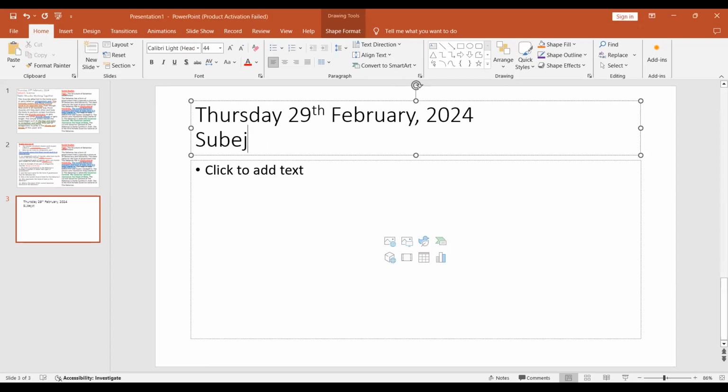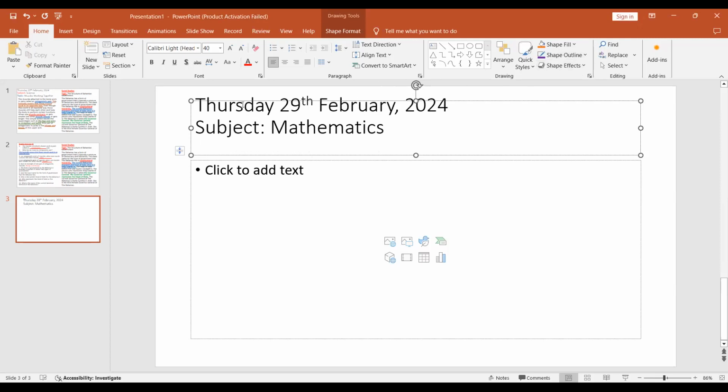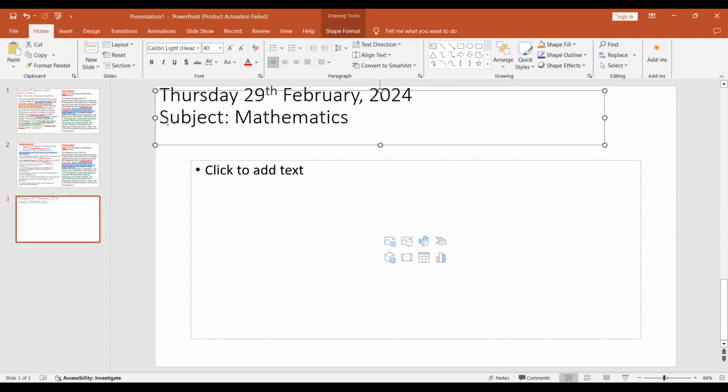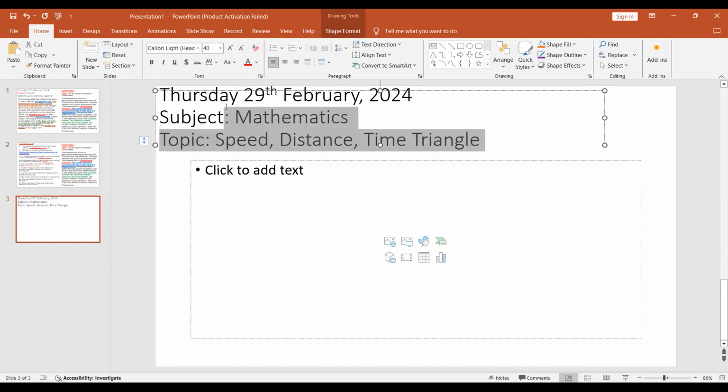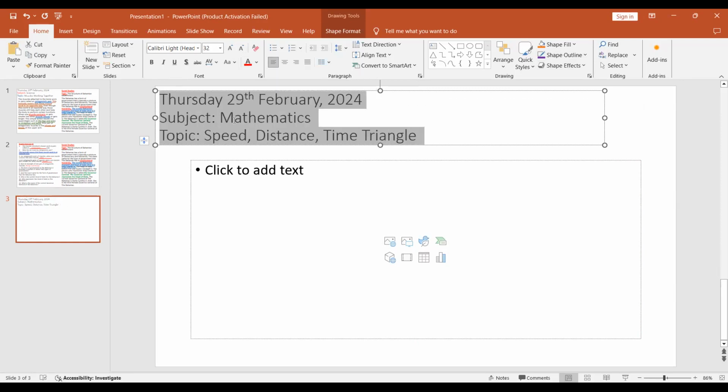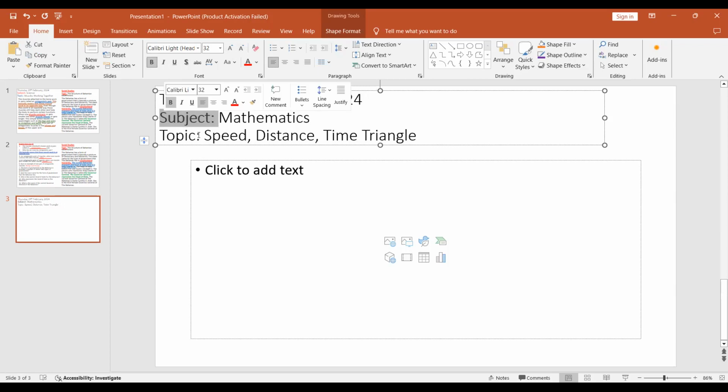Our subject is, of course, mathematics. So we're going to be looking at the topic of the speed, distance, and time triangle. Let's begin with some examples, because yesterday we looked at the speed, distance, time triangle extensively, and we're going to look at it again.